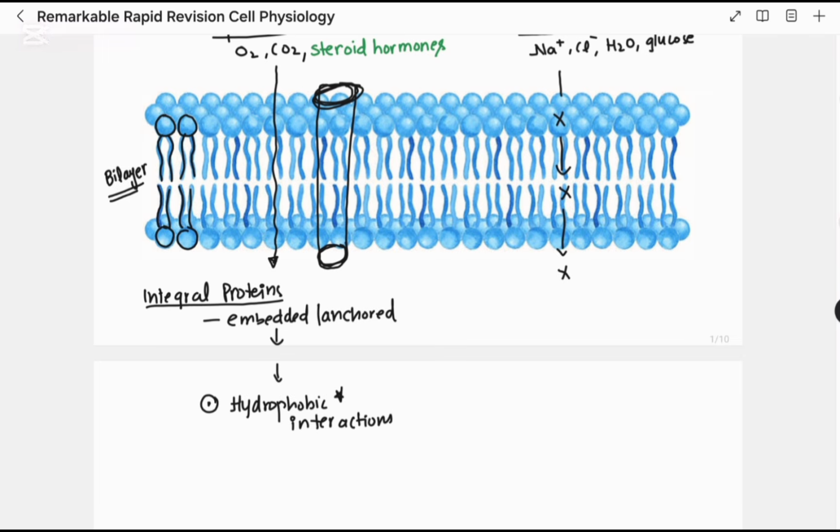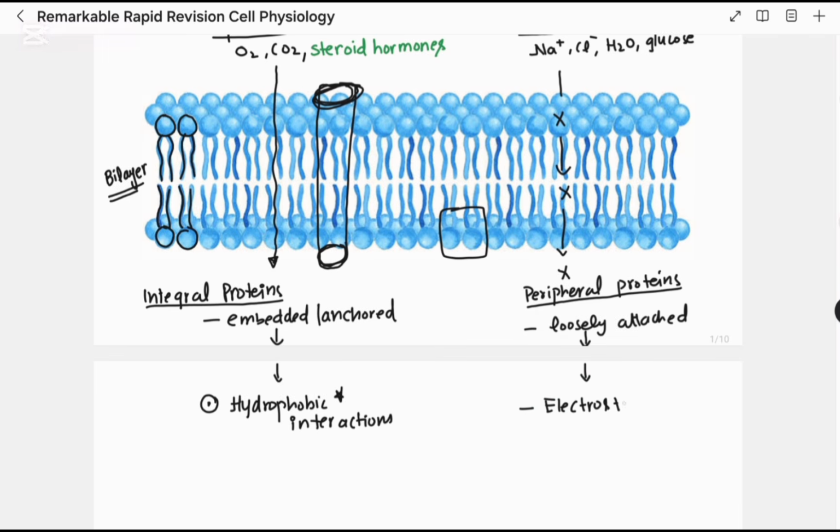There are other proteins as well that are known as peripheral proteins. These peripheral proteins are not embedded, not anchored, rather they are loosely attached, and they do not cover the entire length, may be present just like here. So these proteins are attached via electrostatic interactions.